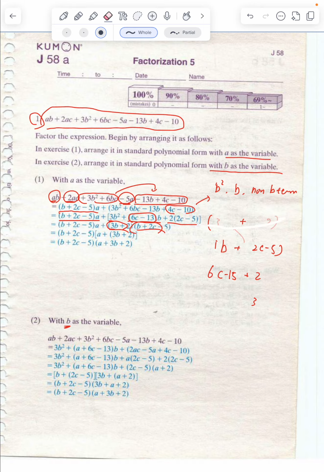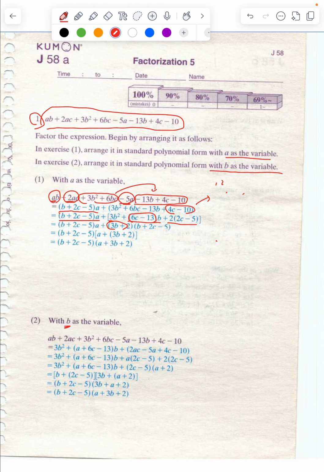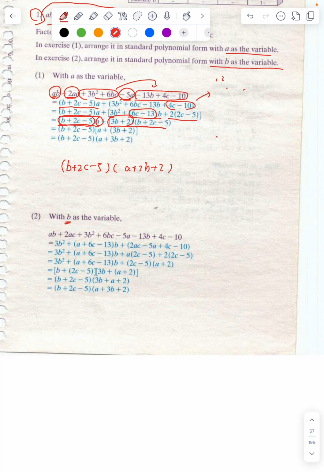Then you notice that I actually have the later part, B plus 2C minus 5, which is the same thing as the B plus 2C minus 5 over here. So we can factorize this out. We have B plus 2C minus 5 as a common term between these two. And last but not least, we group the A and 3B plus 2 together. So the answer will be B plus 2C minus 5 times A plus 3B plus 2. So that's when you use A as a variable.